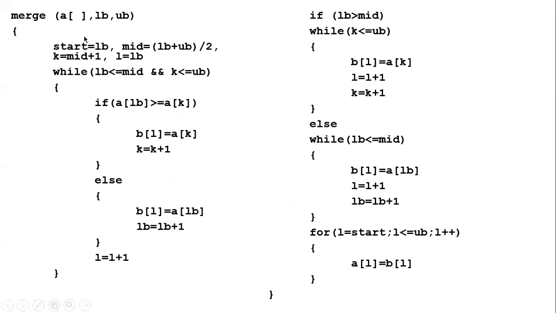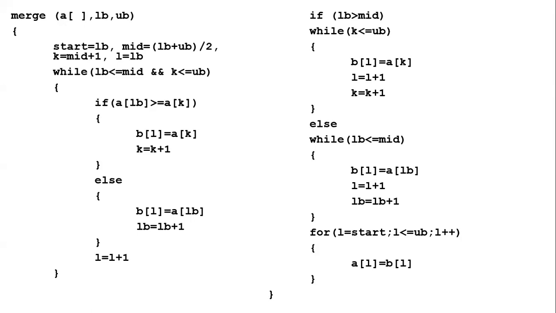Now start equals the lower bound. Mid equals lower bound plus upper bound by 2. k equals mid plus 1 and L equals lower bound. I know that lower bound plus upper bound by 2 is the mid value. Lower bound to mid and mid plus 1 to upper bound are the two subarrays.